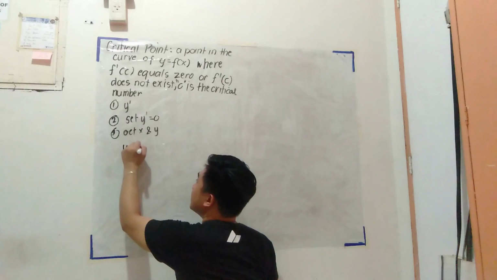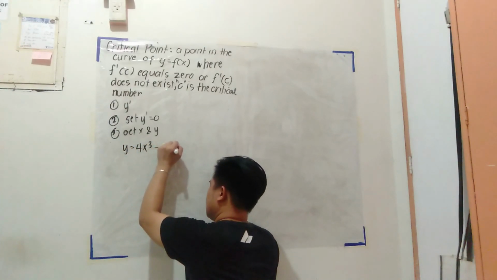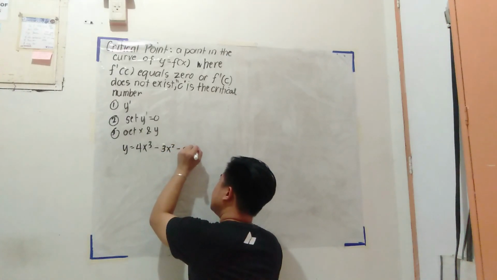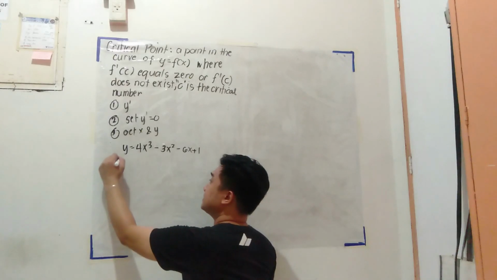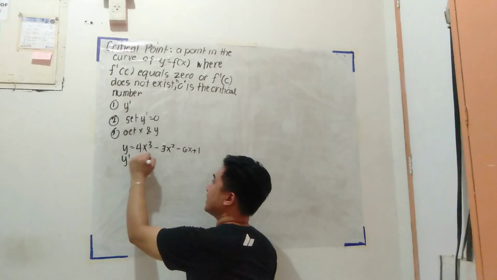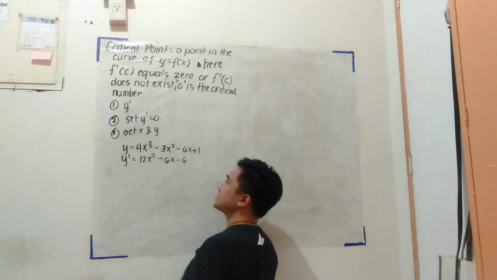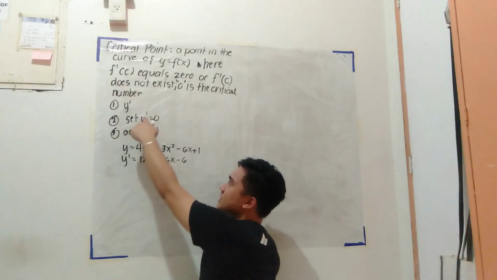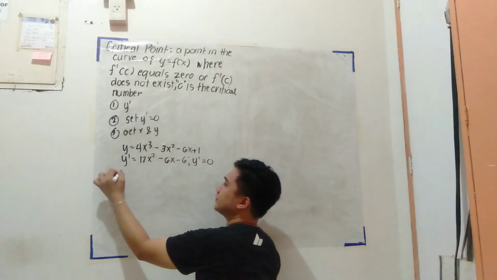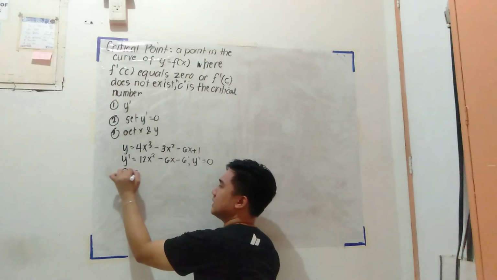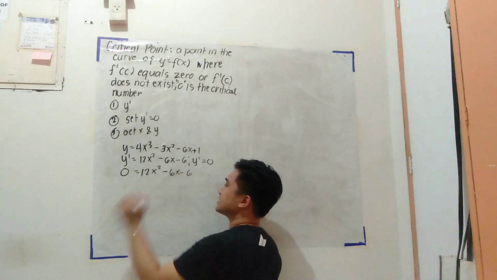y equal to 4x cubed minus 3x squared minus 6x plus 1. So, the first step is to get the y prime. So, y prime here is equal to 12x squared minus 6x minus 6. The second step is to set the y prime to 0. So y prime equals 0. This will become 0 equals 12x squared minus 6x minus 6.